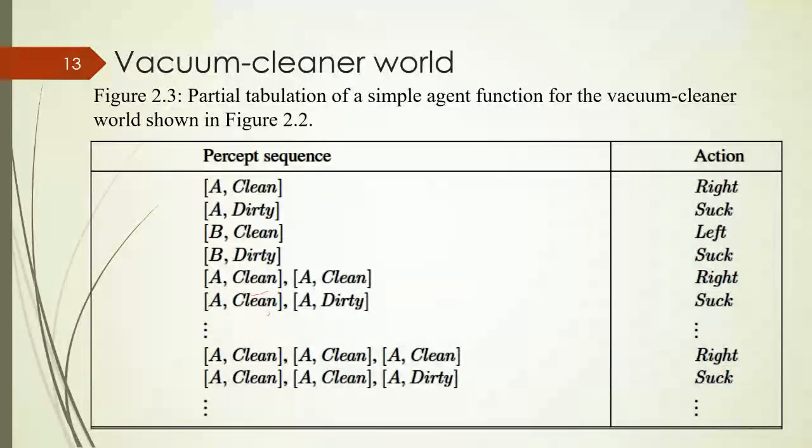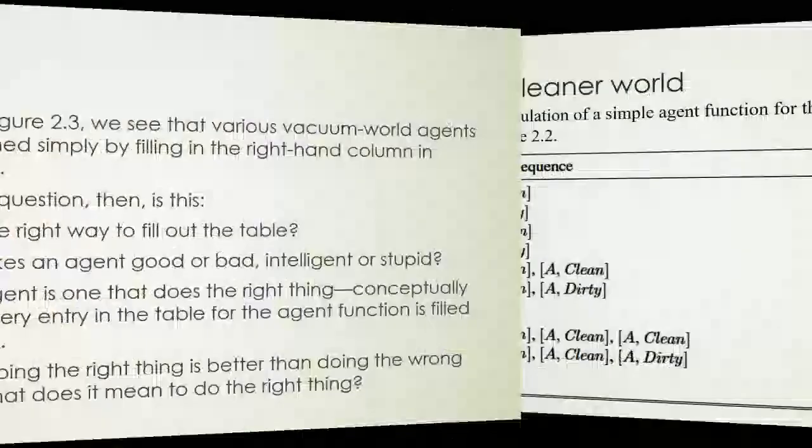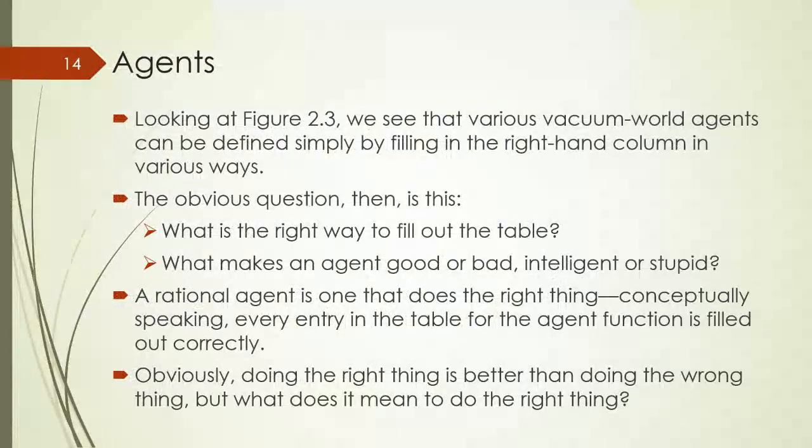All possible decisions which your agent needs to make for different cases. Looking at figure 2.3, we see that various vacuum world agents can be defined simply by filling in the right-hand column in various ways.